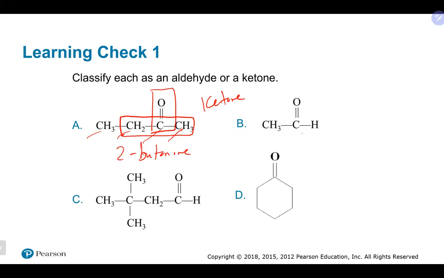Coming to B, we've got an aldehyde. So that is the group right there. So that's an aldehyde. And the name of this one would be 1 carbon, 2 carbons. So that's based off of ethane. So that will be ethanal, with al at the end of it.